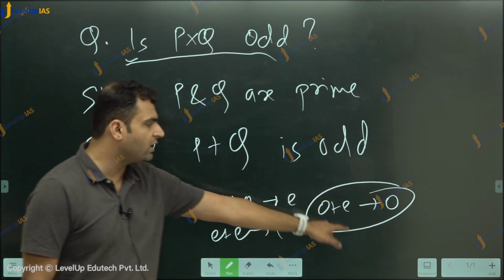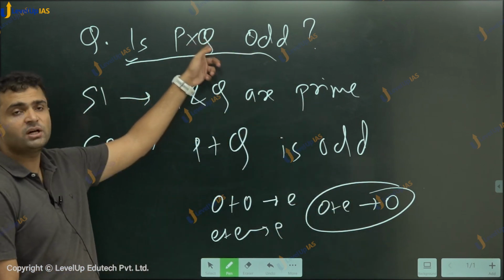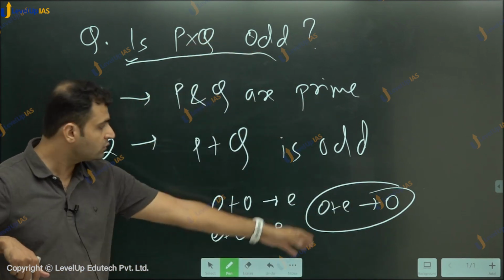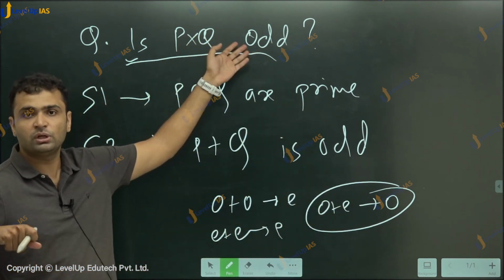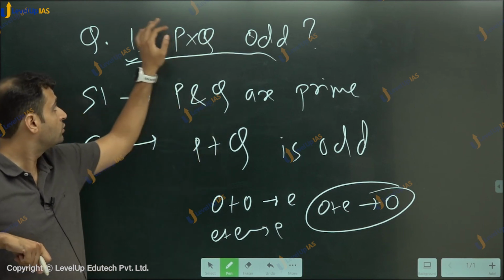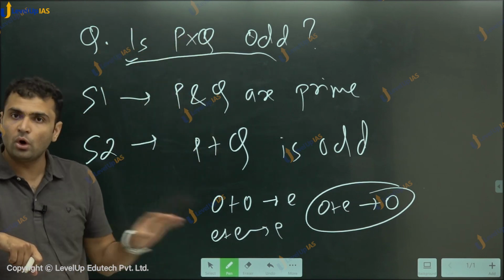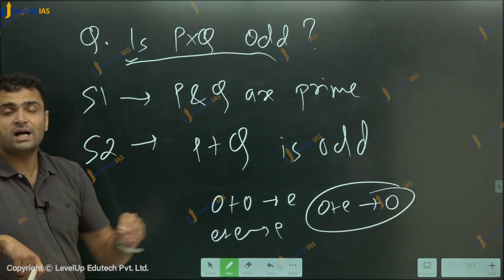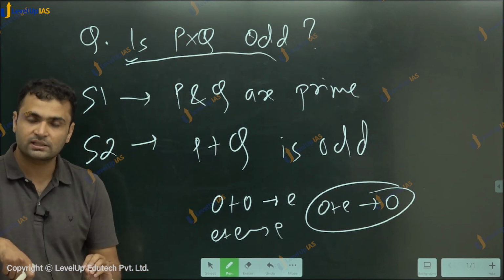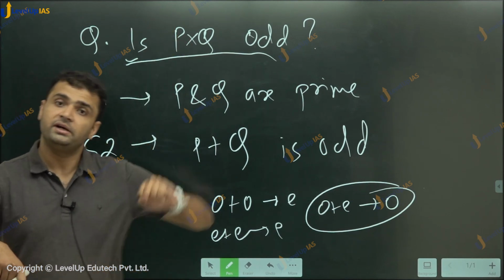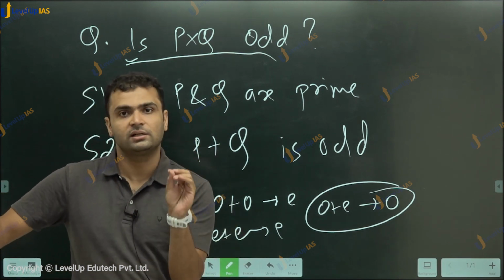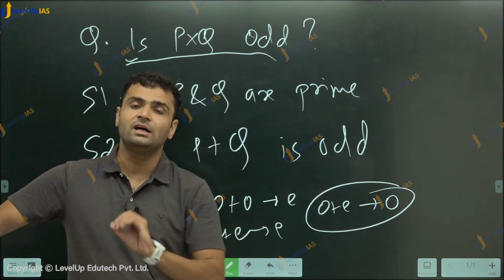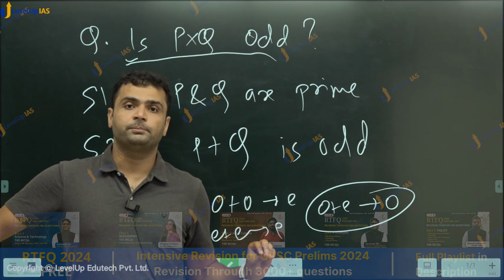If one of them is odd and one of them is even, the product of the two numbers will always be even, because one of them is an even number. So is P into Q odd? No, in all cases. Have we answered the question? Yes. Is P into Q odd? Definitely no. That is the answer. We have definitely answered that it is not odd.